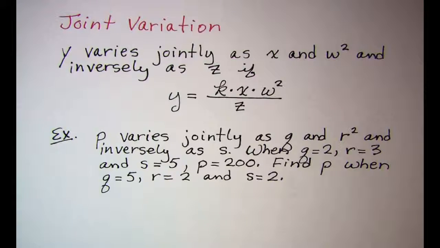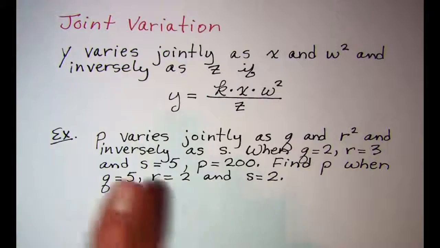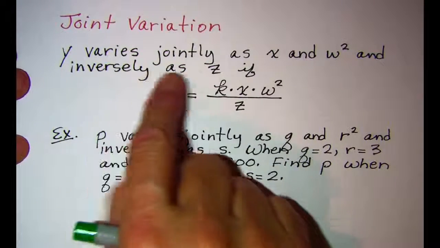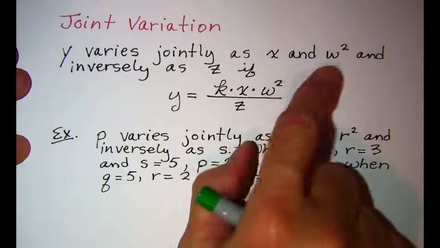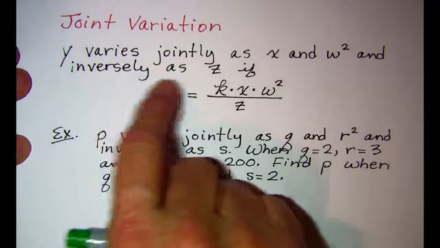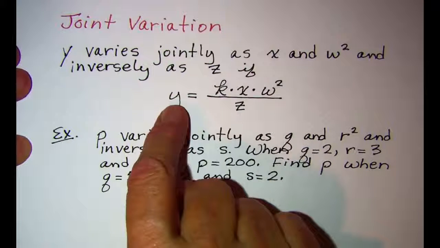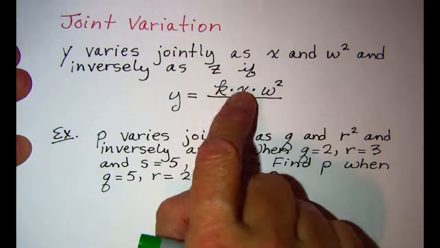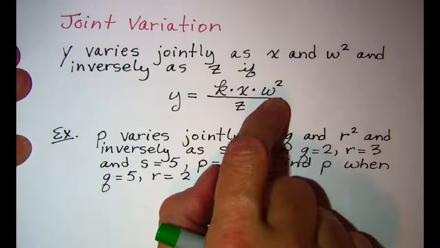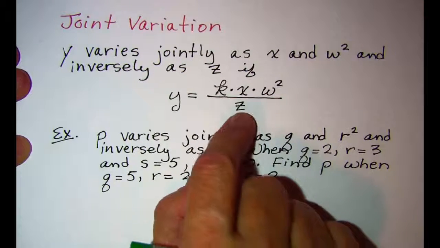In this video, we'll be talking about joint variation. Joint variation is when you have more than two variables that vary. An example would be y varies jointly as x and w squared and inversely as z, if y equals k times x times w squared divided by z.